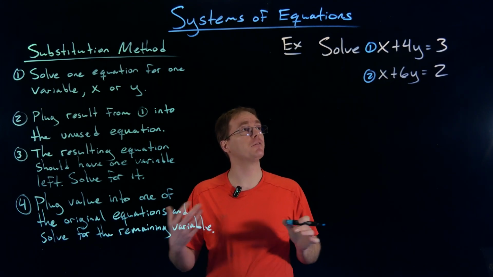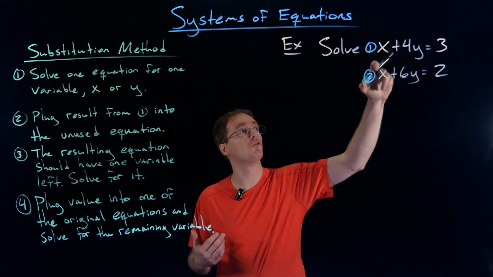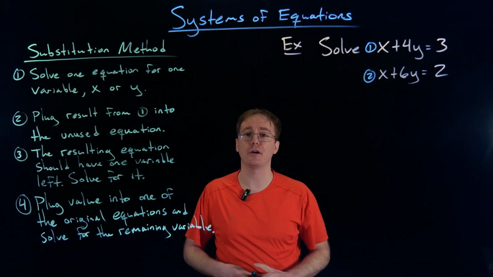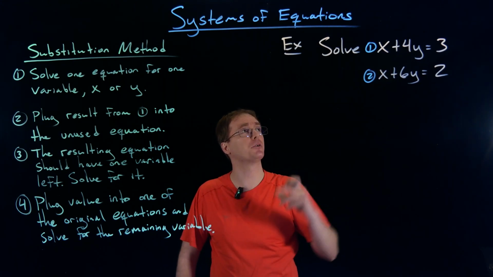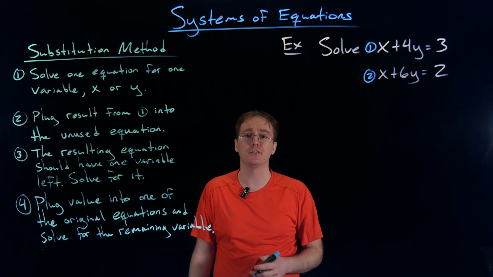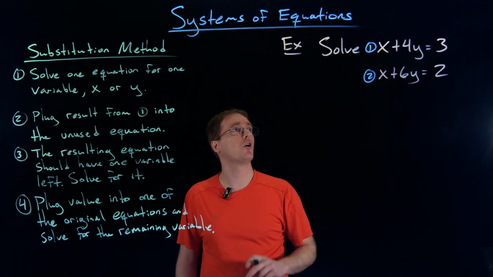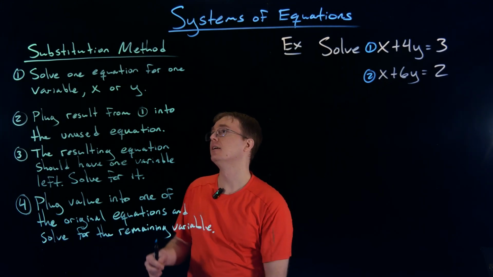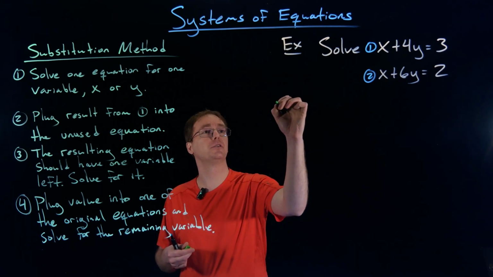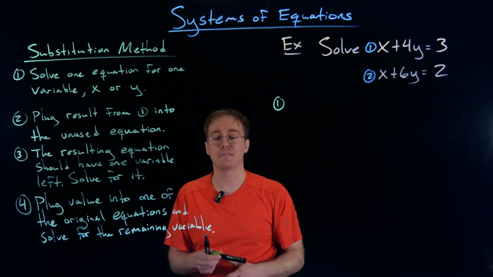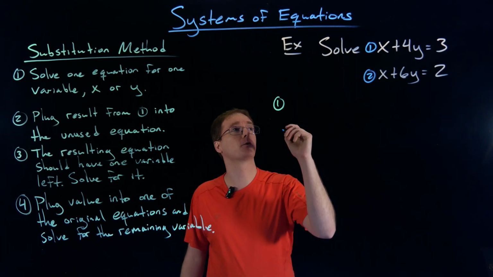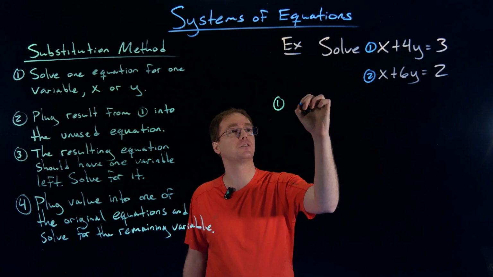And so the first step of the substitution method is having to solve one of our two equations for one of our variables. And it looks like x is going to be pretty easy to solve for in either of our equations, and it doesn't matter which one we work with or use. So let's go ahead and solve for x in our first equation. This is going to be the first step of our substitution method. I'm going to go ahead and label that first step in green. And what we're doing is we're solving equation 1 for x.